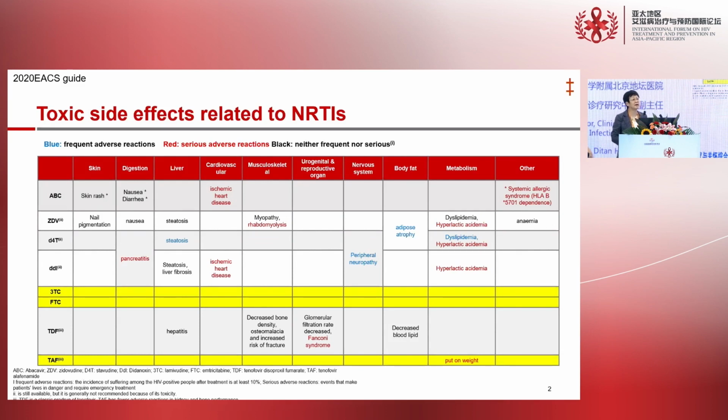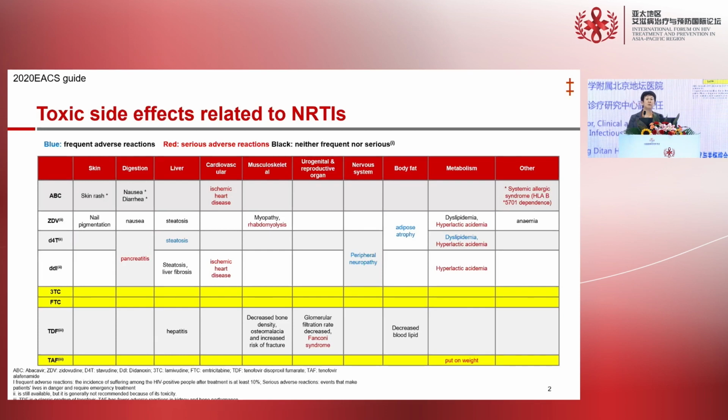Okay, so there are 4 classes of toxic side effects. The first group is NRTIs. They are the backbones. What are the NRTIs and what are the toxic side effects? The first is AZT. It causes bone marrow suppression, including high lactic acid and also lipid hypertrophy, and also other side effects.